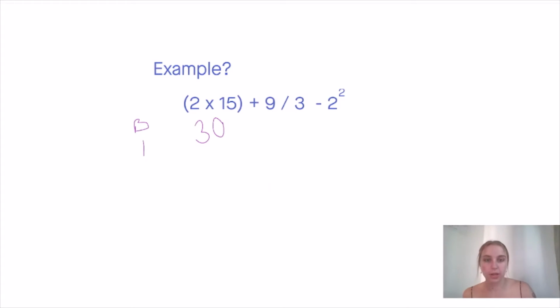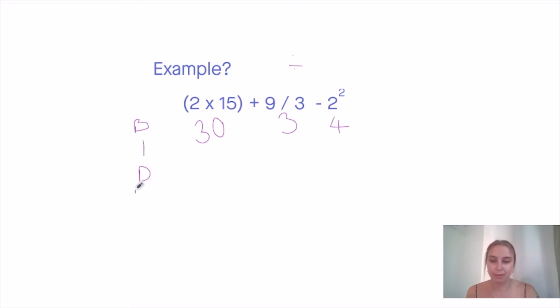Next letter would be I for indices. So we look through and you might spot that we have one over here. So we have 2 to the power of 2. So we do that next, which should give us 4. Next, we have D for division. And we see that we have a division symbol here. I've written it as a slash, but you'd usually see it as a normal division symbol. Now, 9 divided by 3 should give us 3, and that goes here.